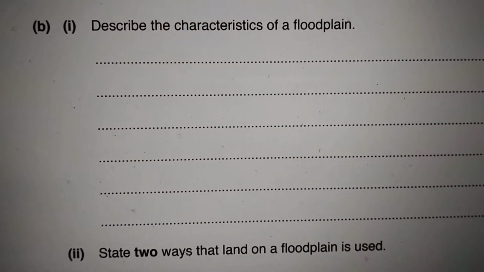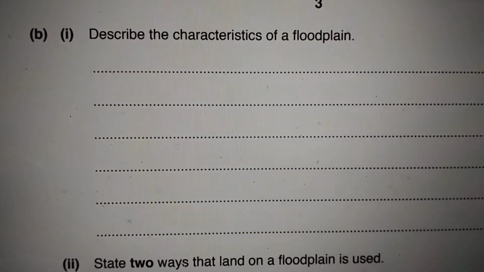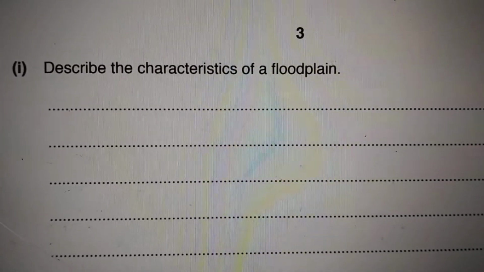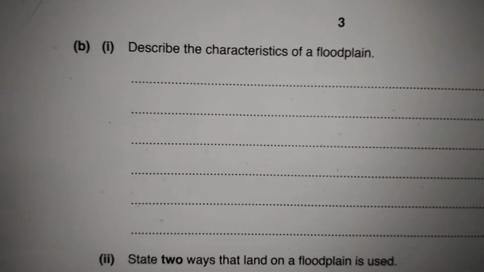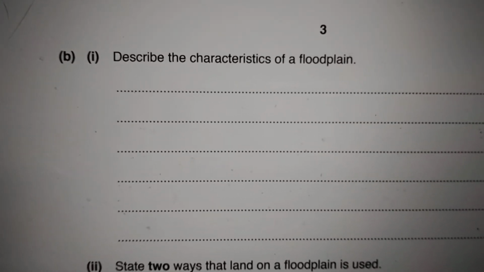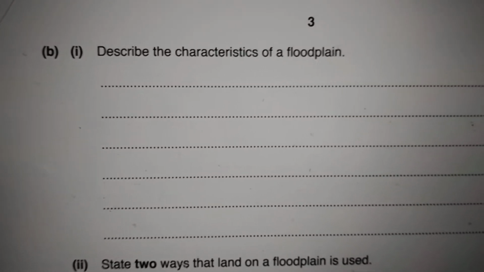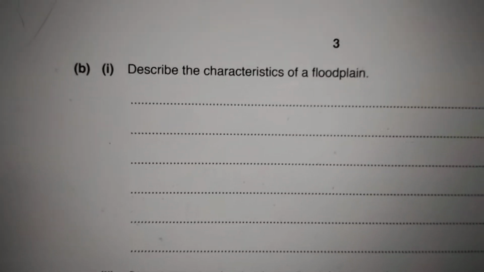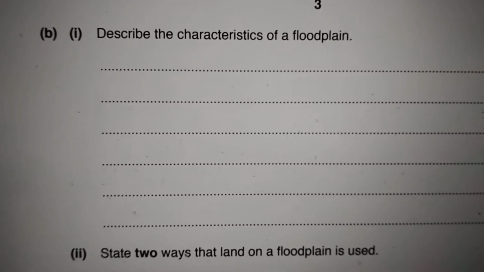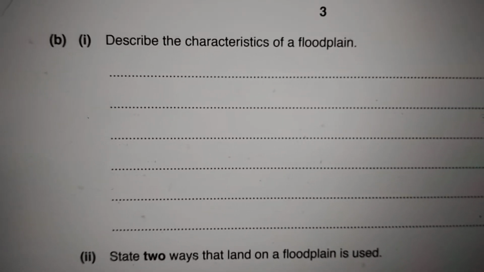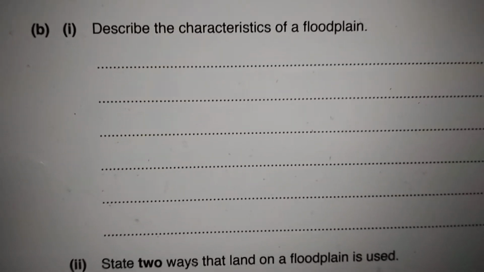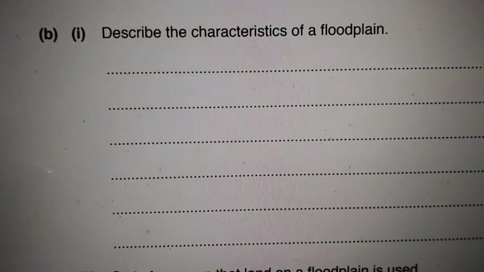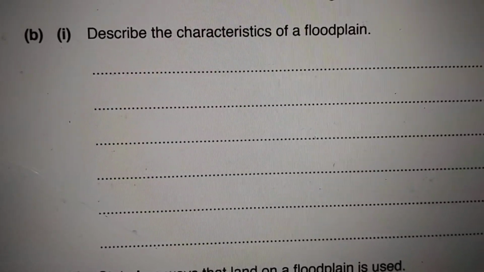Now the second part, B, part 1: describe the characteristics of a floodplain. A floodplain is basically flat in nature. It's wide, it's a bit of a marshy area, and it's fertile. It has very rich fertile soil, so it's good for farming as well. It also has a gentle slope. These are the characteristics of a floodplain.